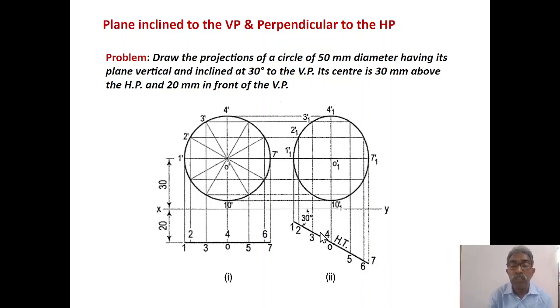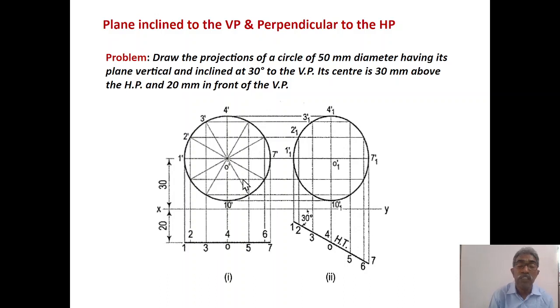So what will I do? In the first stage, you take the plane parallel to the vertical plane. If the plane is inclined to the vertical plane, therefore you take the plane parallel to the vertical plane. And you know that whenever any plane is parallel to the vertical plane and perpendicular to the horizontal plane, the true shape of the plane is in the front view.